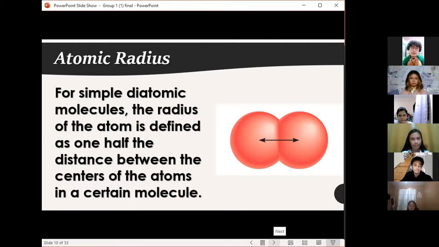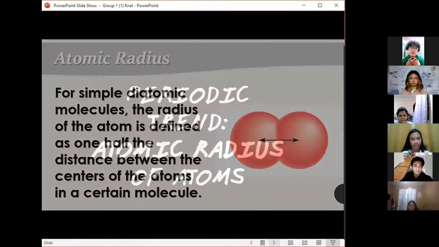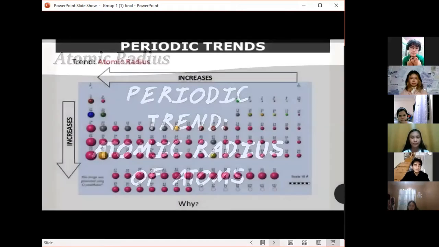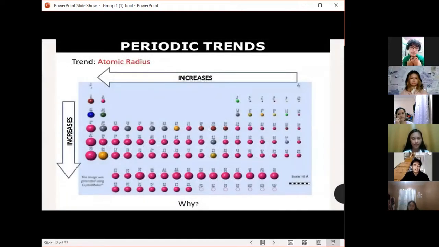And to explain the periodic trends of atomic radius, we have Leonard. The periodic trend of atoms regarding their atomic and ionic radius. Understanding the periodic trend of atomic and ionic radius of atoms is quite easy because they have the same trend. So let me first discuss the periodic trend of an atom with its atomic radius. As you can see in the slide, the atomic radius of each element is increasing from right to left and increasing from top to bottom.